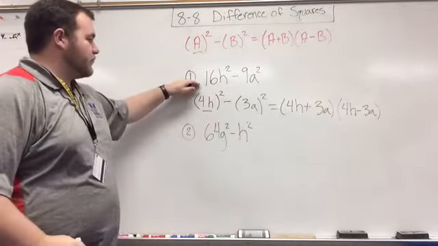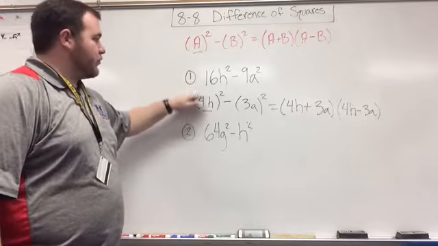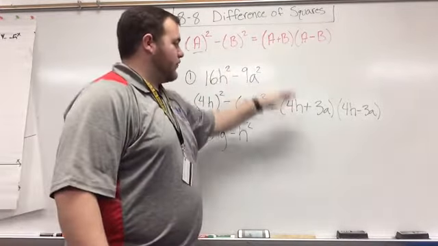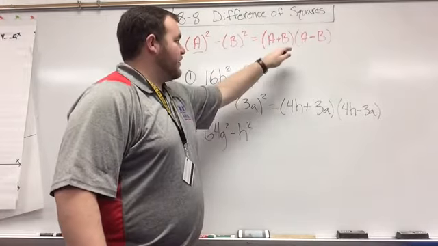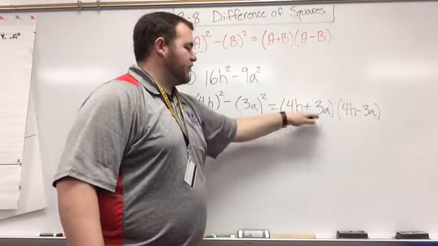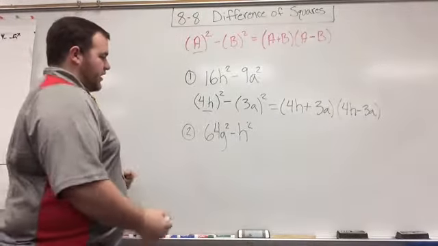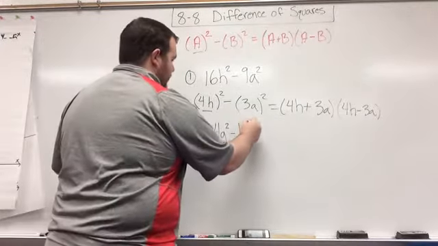So we factor it out by taking the square root, if they're a perfect square, squaring them, and then rewrite it using the formula a plus b times the quantity of a minus b. We get 4h plus 3a times the quantity of 4h minus 3a. And then let's go ahead and look at the second example.